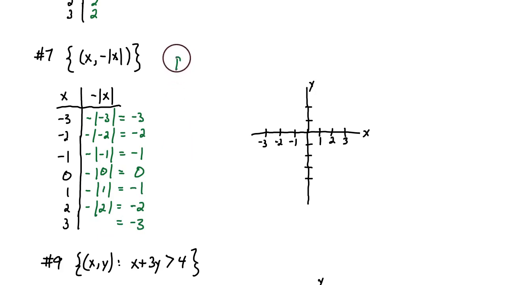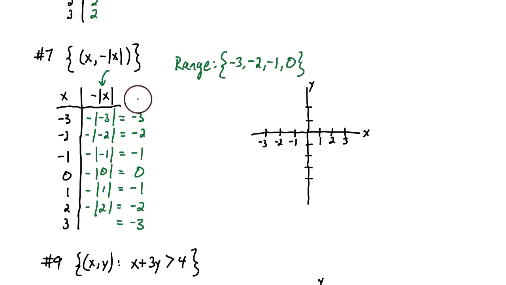Now let's give our range. The range is the set of all of the second coordinates in the relationship. We got -3, -2, -1, and 0. And then they started to repeat. But when you list the range, you don't have to list repetitions.